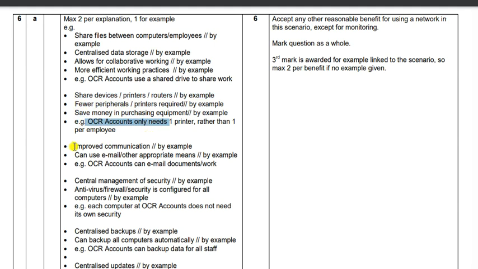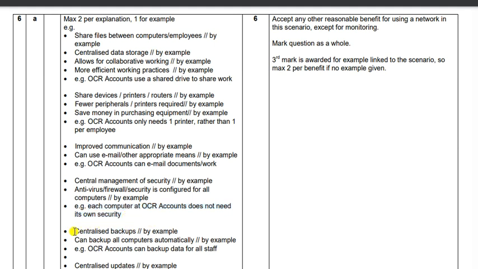Then another example and explanation that you can give is that it has improved communication as emails can be sent, and OCR Accounts will use email for documentation and work. Then you can say that central management of security is possible, antivirus, firewall security, so that the computers are secure. An example of this is that the OCR Accounts will not need security for each standalone computer because network security can be implemented.